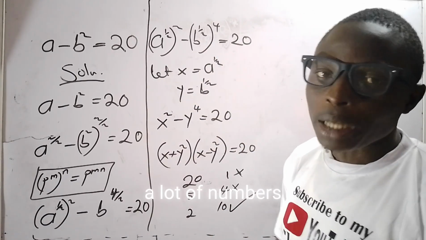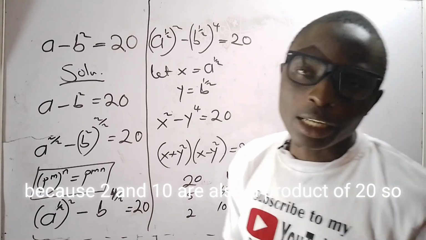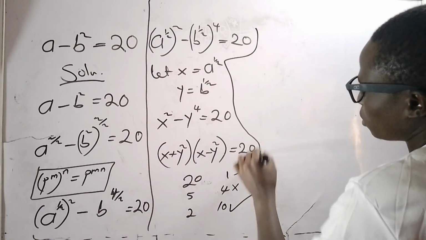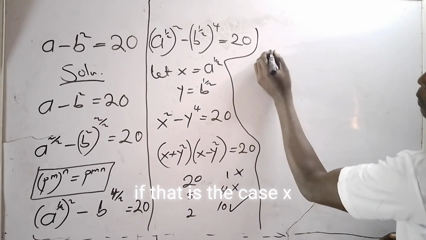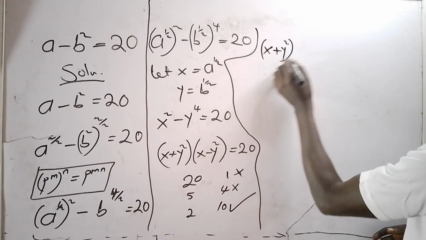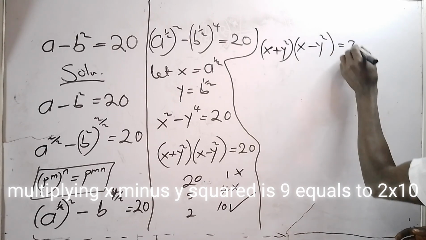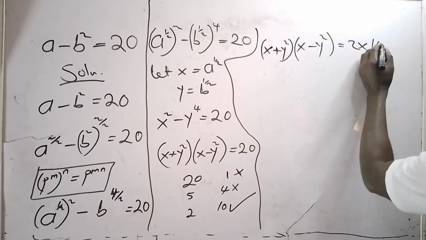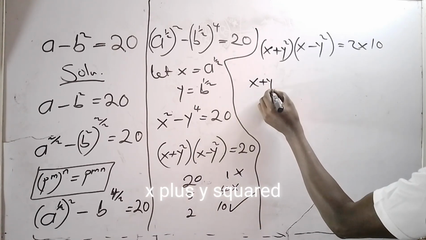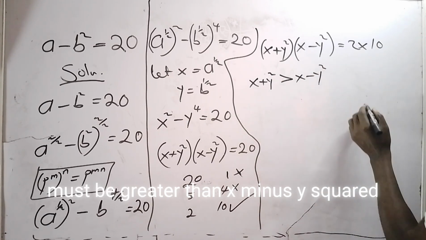There are a lot of integers between 2 and 10. I prefer using 2 and 10 because they are also a product of 20. If that is the case, (x plus y) squared multiplying (x minus y) squared is equal to 2 times 10. But another important point is that (x plus y) squared must be greater than (x minus y) squared.